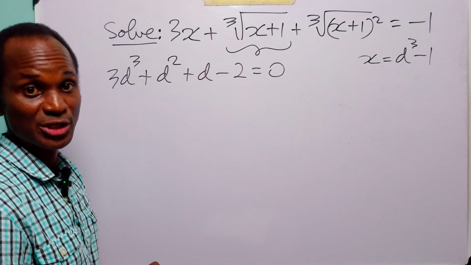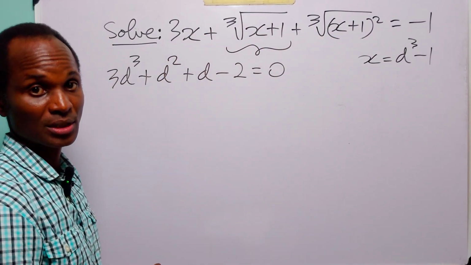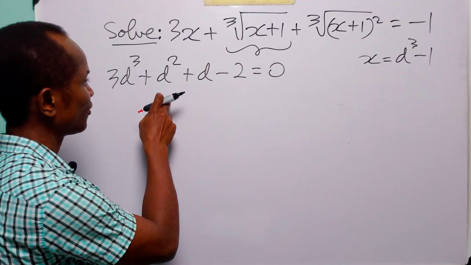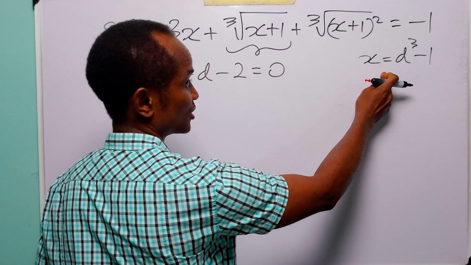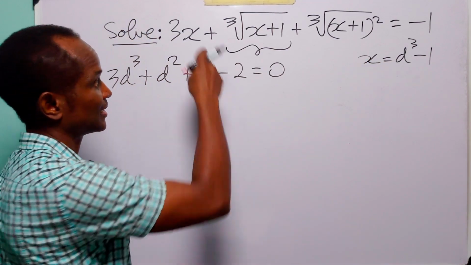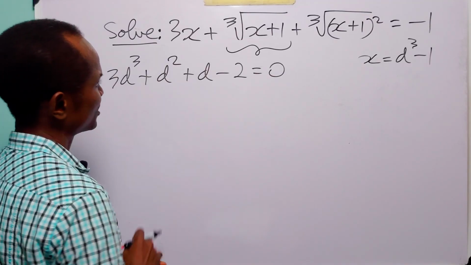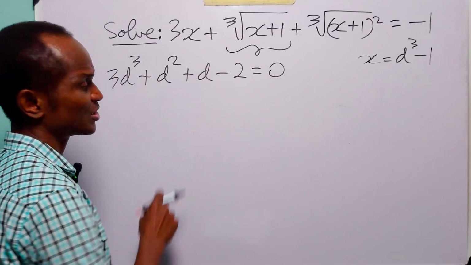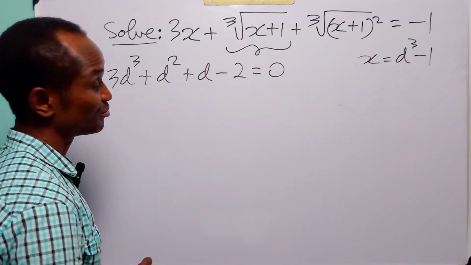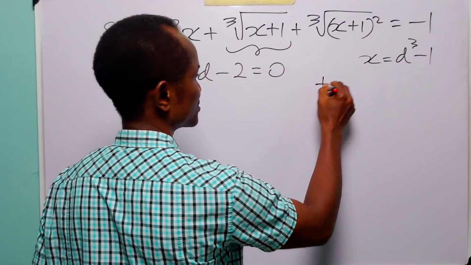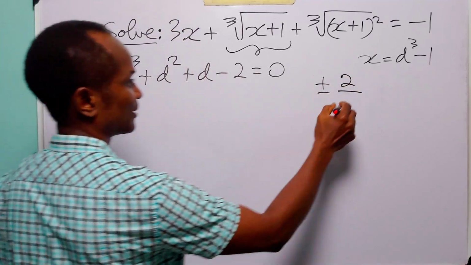Now you can see that we have reduced the original radical equation into a cubic equation. The next thing we are going to do is to solve the cubic equation for values of d. And then, of course, we'll go back to this equation to find the value of x that satisfies this radical equation. Now, to solve this equation, let us remember that if this cubic equation is going to have a rational root, then that root is going to be a factor of plus or minus 2 divided by 3.